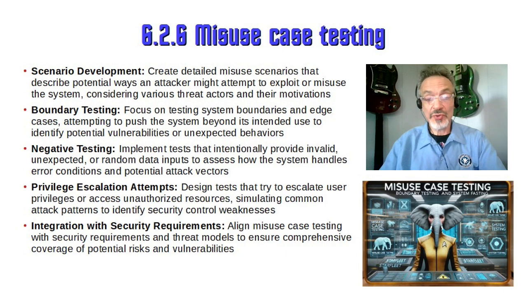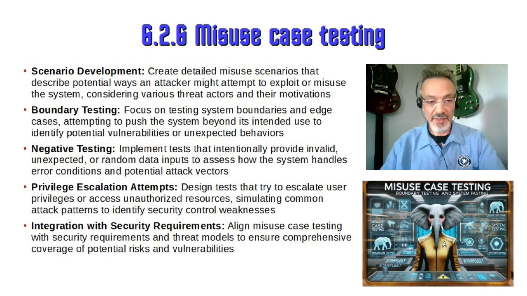6.2.6 Misuse case testing. This subtask focuses on testing systems for scenarios in which they could be misused, accidentally or intentionally abused. Scenario development. This involves creating detailed misuse scenarios to simulate how an accident or an attacker might exploit or misuse a system. It's important to consider various threat actors and motivations.